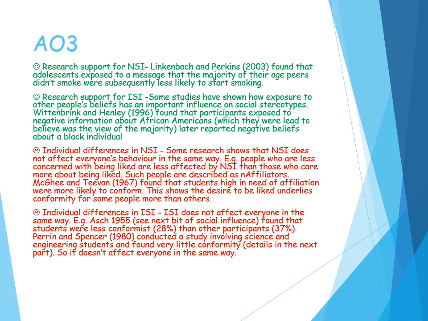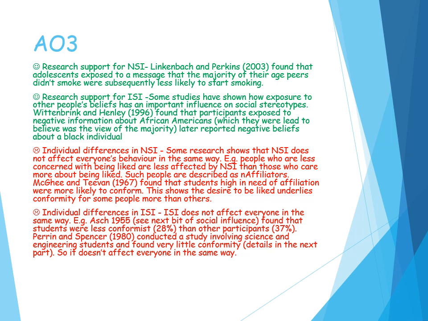However, we have contradictory evidence, so we have individual differences in normative social influence. Some research has shown that normative social influence does not affect everyone's behaviour in the same way. Some people are less concerned about being liked, and therefore they are less affected by normative social influence than others who care about what others think and care about being rejected. Such people are described as nAffiliators, and it was found that students high in the need for affiliation were more likely to conform. So it shows that some people are more likely to conform and comply than others.